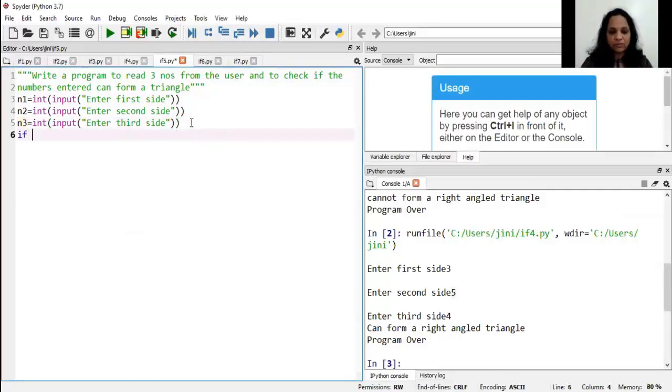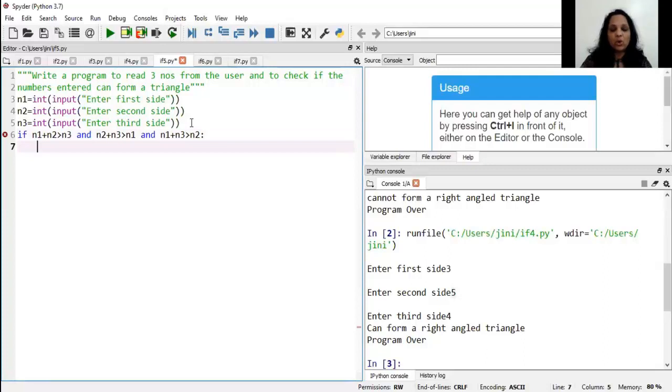I write if n1 plus n2 greater than n3. But that's not it. Sum of any two sides should be greater than the third side. And n2 plus n3 should be greater than n1. And what else am I left with? n1 plus n3 should be greater than n2. So you are taking all the sides. n1 and n2 should be greater than n3, n2 and n3 should be greater than n1, and n1 and n3 should be greater than n2.